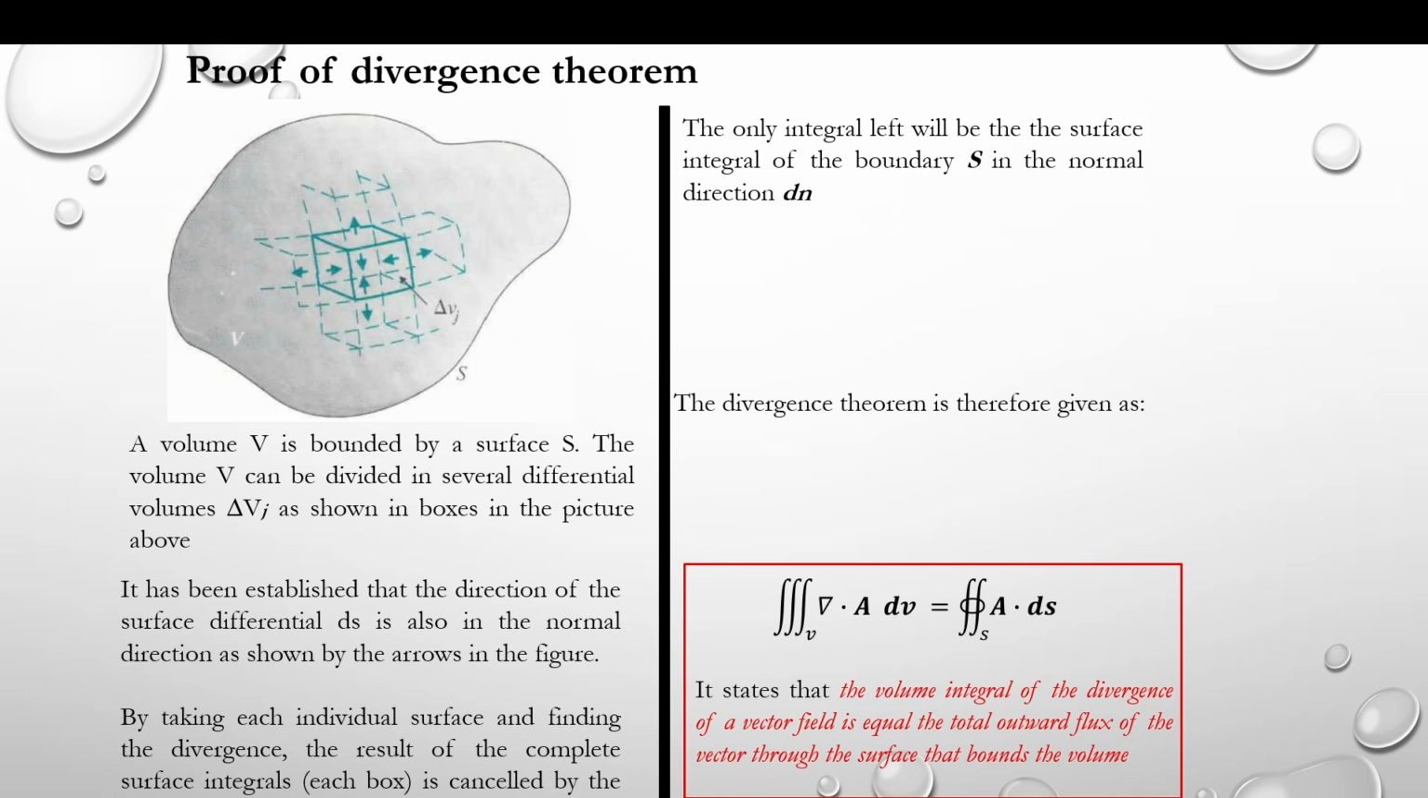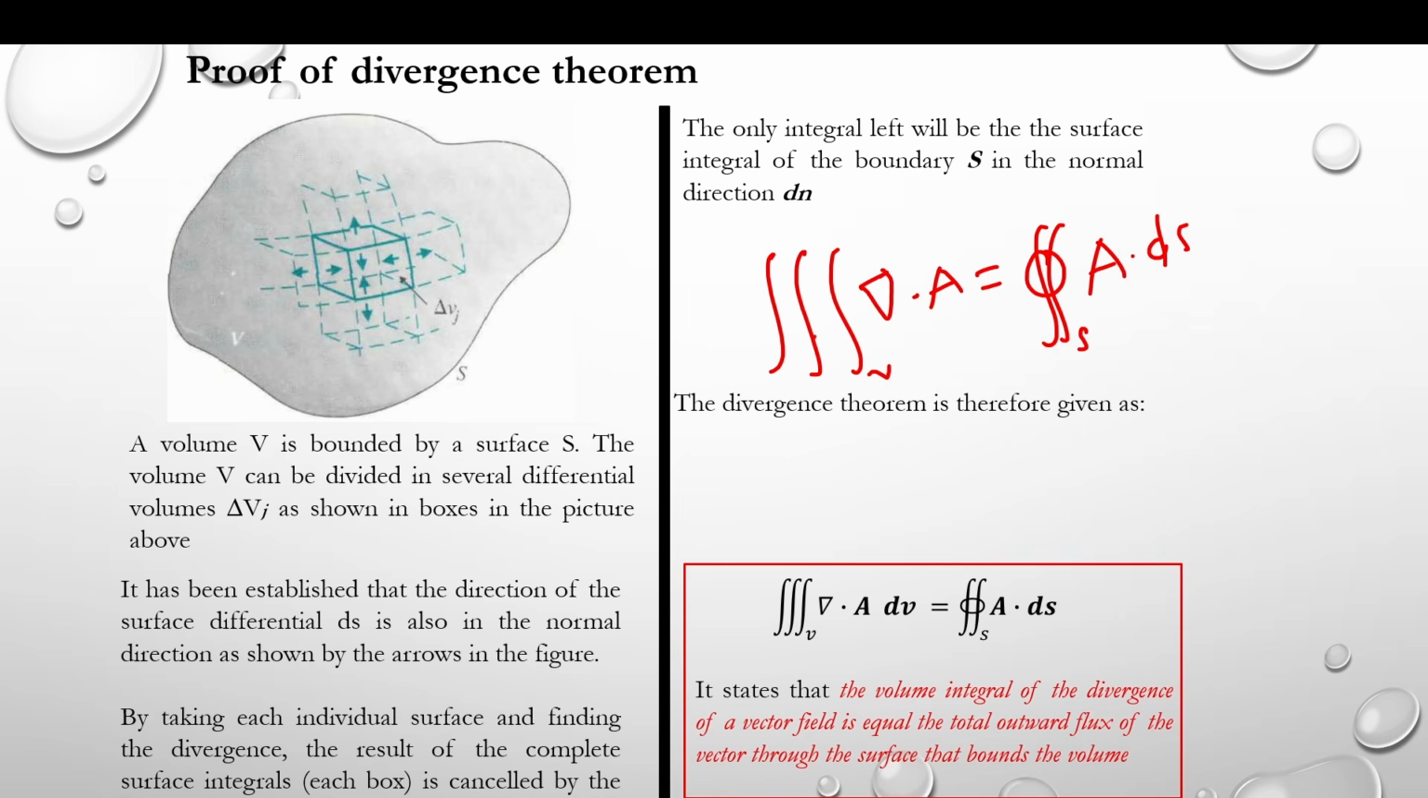So, the proof of the divergence theorem. Anytime you are asked to prove the divergence theorem, what would be required of you is to just find the volume integral of the divergence of that given vector. And then after you are done, you find the closed surface integral of the vector, and then you equate them. If you get the same values for both, then it means you've proven the divergence theorem, right?